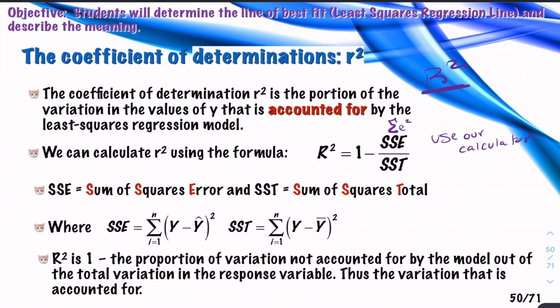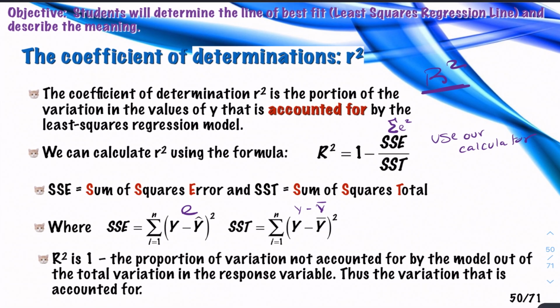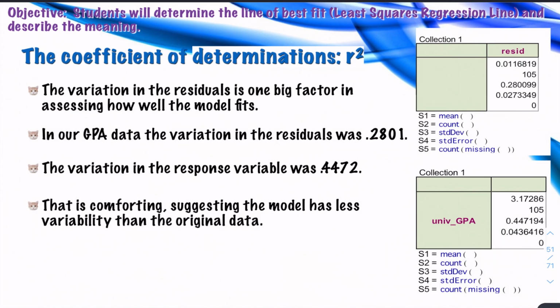So what do we mean? Well, we said this was E, right? Y minus Y bar squared. Well, the sum of the square totals is taking each Y value, or output, from our mean, or our Y bar in this case. Square, add those up. R squared is 1 minus the proportion of variation not accounted for by the model out of the total variation in the response variable. Thus, the variation that is accounted for is 1 minus that, the variation from 1 that's accounted for in our model. Both of them should add up to 100%.